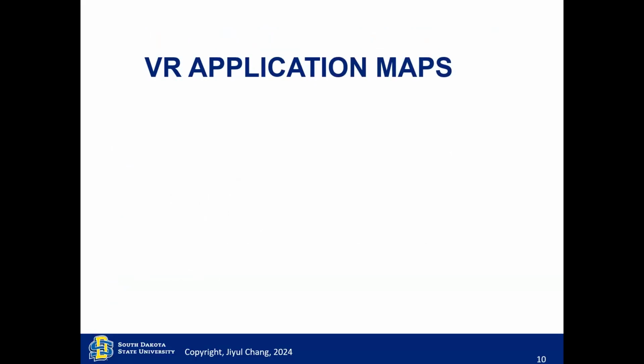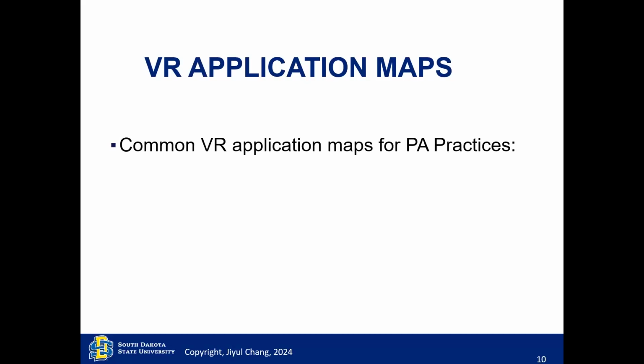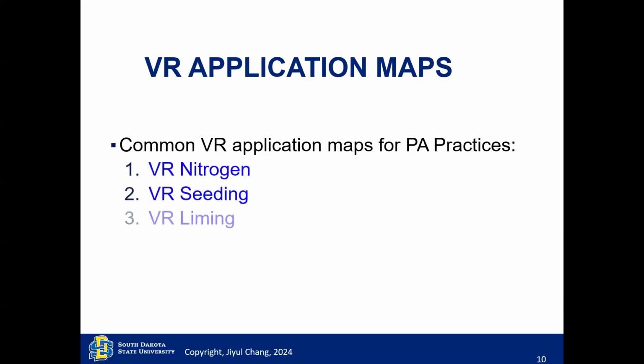And next, I'd like to talk about the variable rate application map. Recently, the most common variable rate application maps for precision agriculture practice are these.